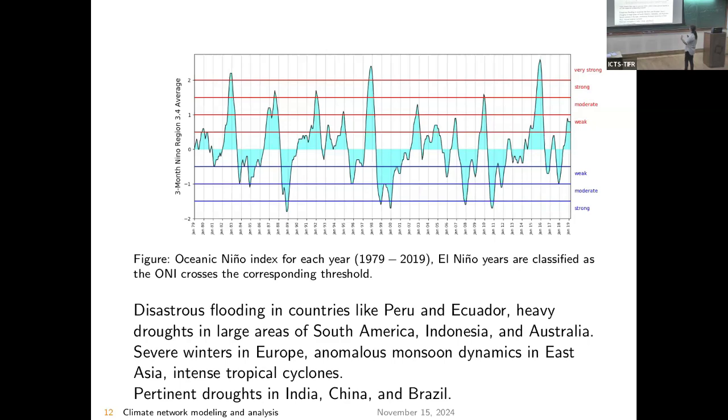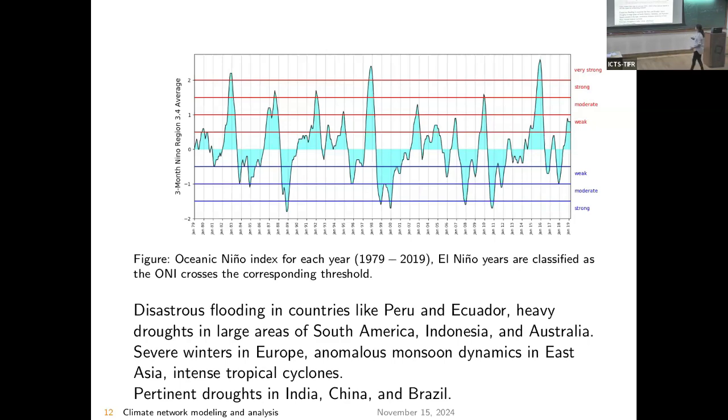If the SST anomaly is between 0.5 and 0.9 degrees Celsius, we say it's weak. 1 to 1.4 we say moderate, 1.5 to 2 we say a strong El Nino episode, and if its SST anomaly is more than 2 degrees higher, then we say very strong. A similar classification can be seen for La Nina also.